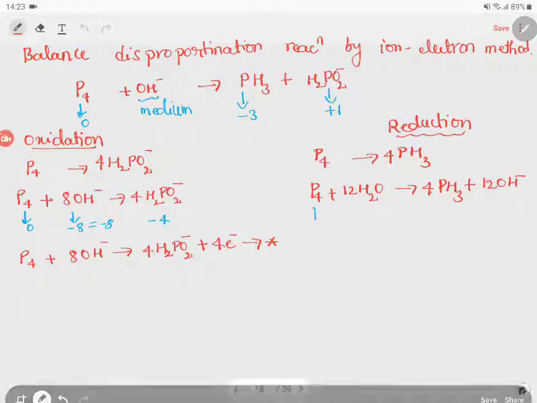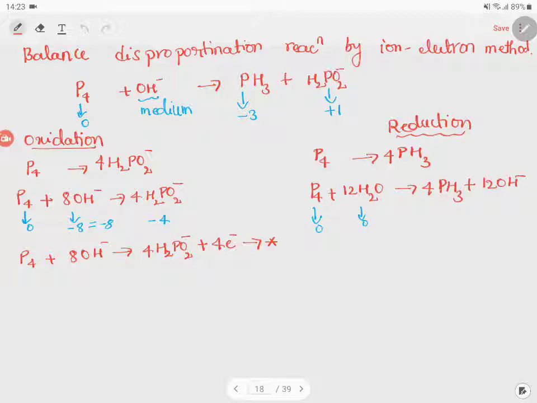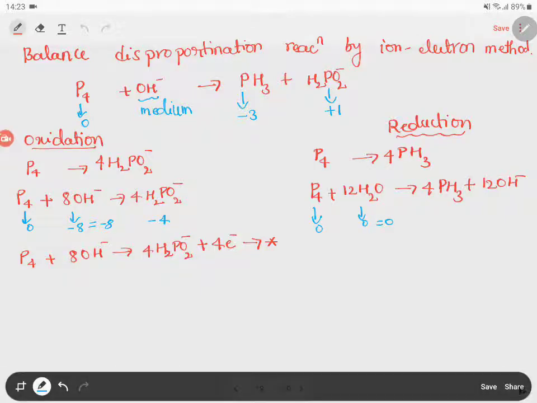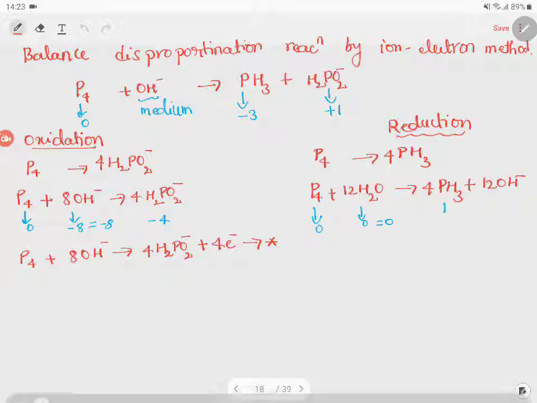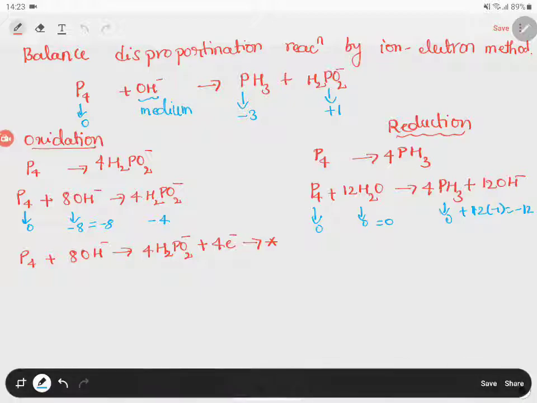How to balance the charge? This is 0, this is also 0. On the reactant side, the charge will be 0. On the product side, PH3 is 0. There are 12 negative charges. Therefore, plus 12 into minus 1. Therefore, minus 12 negative charges are there on the product side.